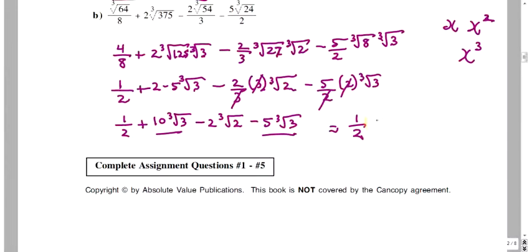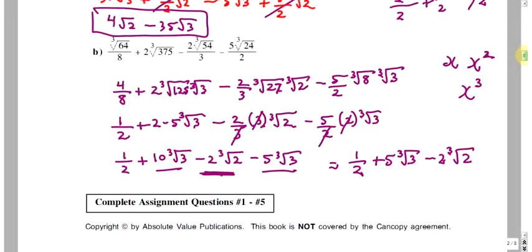1/2 plus 5 cubed root of 3's. This is the only root 2's I have. I have minus 2 cubed root of 2's. And, well, what else can I do? Can I simplify anything else? No. These are all unlike terms. That's my only number. That's my only cubed root of 3's. That's my only cubed root of 2's. That's the final answer.